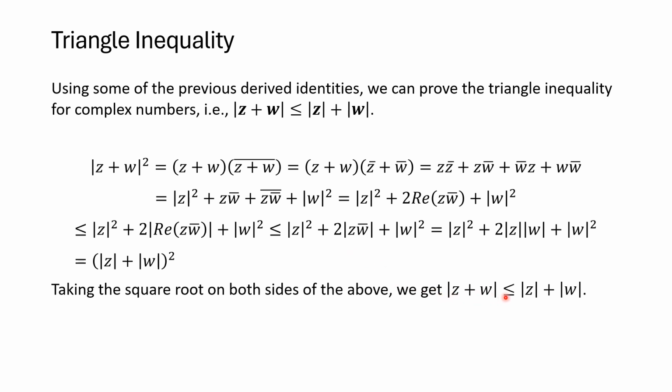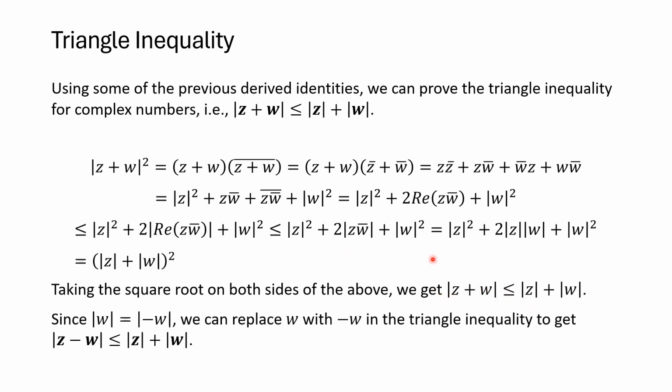Take the square root of both sides and we get the desired result. And we can also substitute minus w for w in here, and then when we put in minus w in this right-hand side, that's the same as the modulus of w, and then we get this variation of the triangle inequality. The modulus of z minus w is less than or equal to the modulus of z plus the modulus of w.